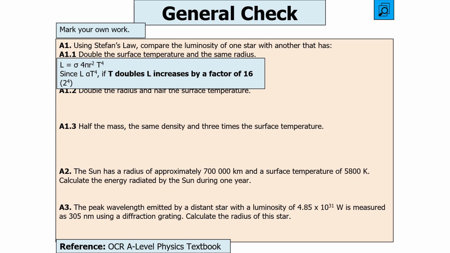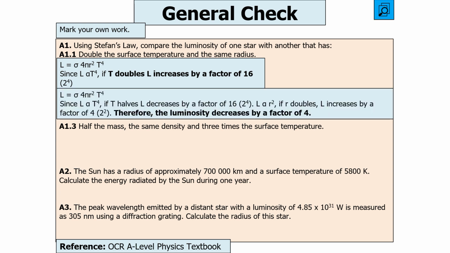The next one, we're doubling the radius and halving the surface temperature. Well, if L is proportional to T to the 4, if T halves, then L will decrease by a factor of 16, 2 to the 4. But L is proportional to r squared because A equals 4 pi r squared. So if r doubles, L increases by a factor of 4. So it decreases by a factor of 16, increases by a factor of 4. Therefore, the luminosity will decrease by a factor of 4.